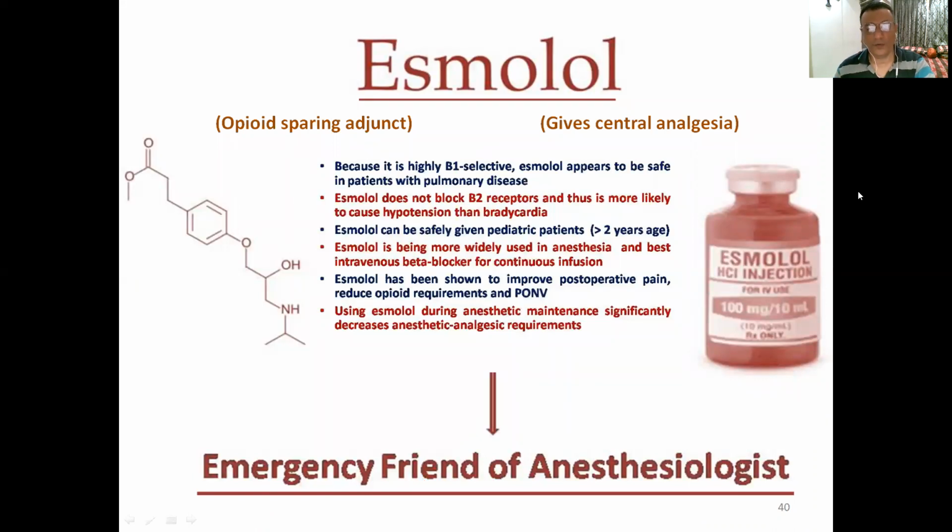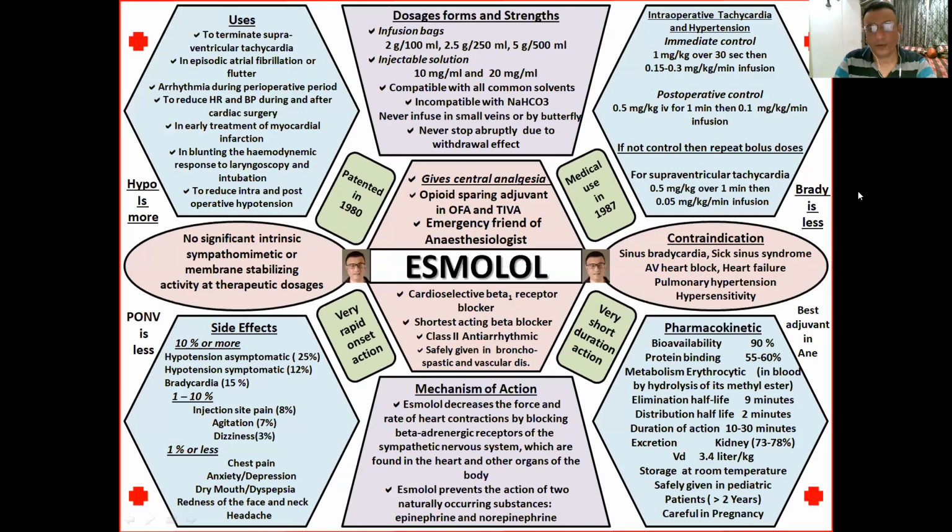One of my favorite drugs in my apothecary is esmolol. I call it an emergency friend of the anesthesiologist. Now it is not only for emergencies; I use it as a companion friend. I use it in each and every patient of laparoscopic surgery because it is highly beta-1 selective. Esmolol appears to be safe in patients with pulmonary disease. It has a central analgesic effect, decreases the anesthetic and analgesic requirement, and has been shown to improve postoperative pain and reduce opioid requirement. So this is the esmolol infographic.